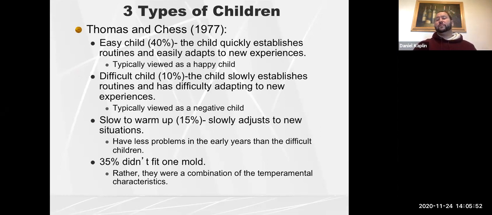fall into different patterns. An easy child is referred to as an easy child because they easily and quickly establish new routines. They adjust to adversity relatively quickly. They tend to have an optimistic worldview to begin with. So that makes them able to adjust to change and disappointment relatively quickly. Whereas a difficult child tends to have a more negative worldview. They tend to resist change and they struggle with adapting.